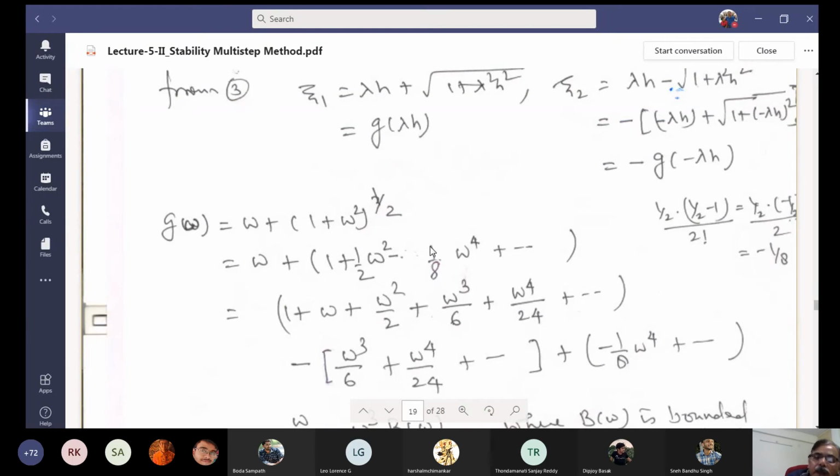So we add w cube by 6 and subtract w cube by 6. We add w to power 4 by 24, subtract w to power 4 by 24, and the remaining term is written here. You just check it. It cannot be minus. So please verify that. Why are we adding and subtracting again? We are just writing the exponential term, and then further you can simplify this and this.